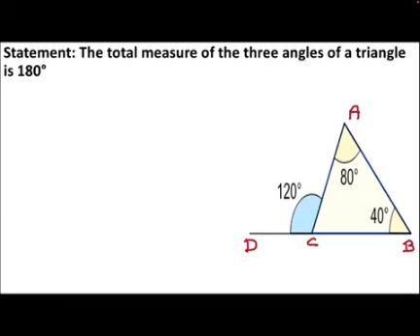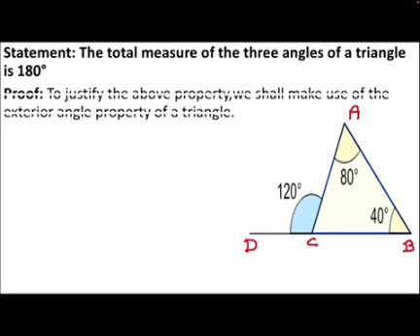Okay? Let us prove it. The total measure of 3 angles of a triangle is 180 degrees. How do we prove it? To justify the above property, we shall make use of exterior angle property. Now children, you all know the first property that we learned is exterior angle property. The exterior angle is equal to the sum of the opposite interior angles. All of you agree, because we learned the first property as exterior angle property.